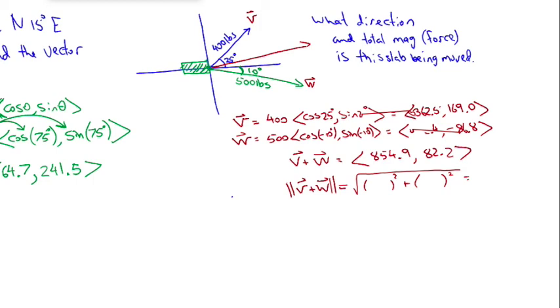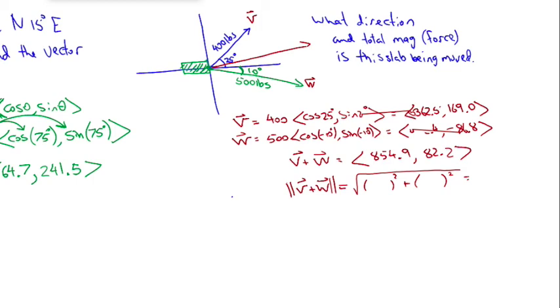All right, how do I find direction? Didn't we just do that? The direction for the first force was 25 degrees. The direction for the second one was negative 10. What's the direction of 854.9, 82.2? So you want theta, right? How do I find theta? Cosine inverse? You could do cosine inverse or sine inverse.